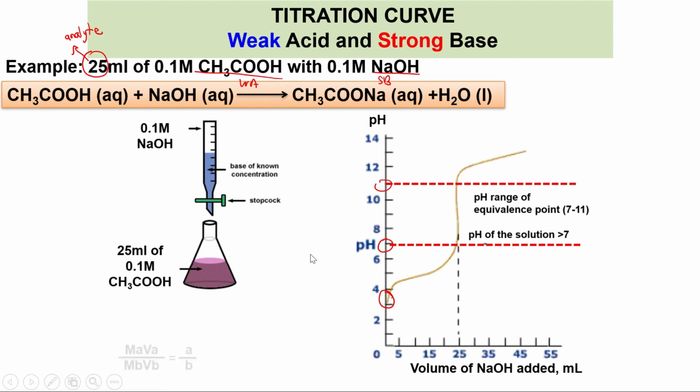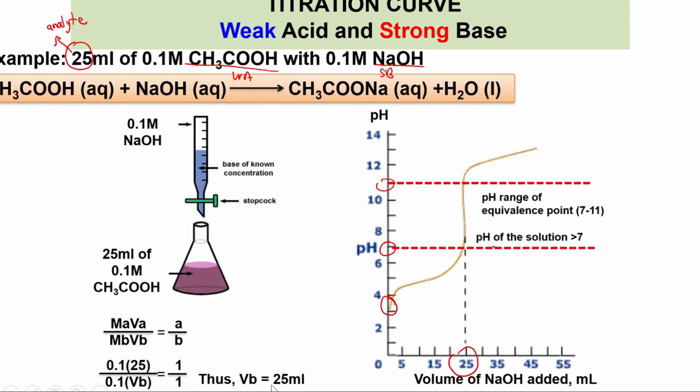Right? So in order to know where the equivalence point occurs for this titration, we can do the calculation by using the formula. From the calculation, we can see that in order to neutralize completely 25 ml of 0.1 molar ethanoic acid, we need 25 ml of sodium hydroxide. Therefore, the titration curve looks like this. Are you clear?